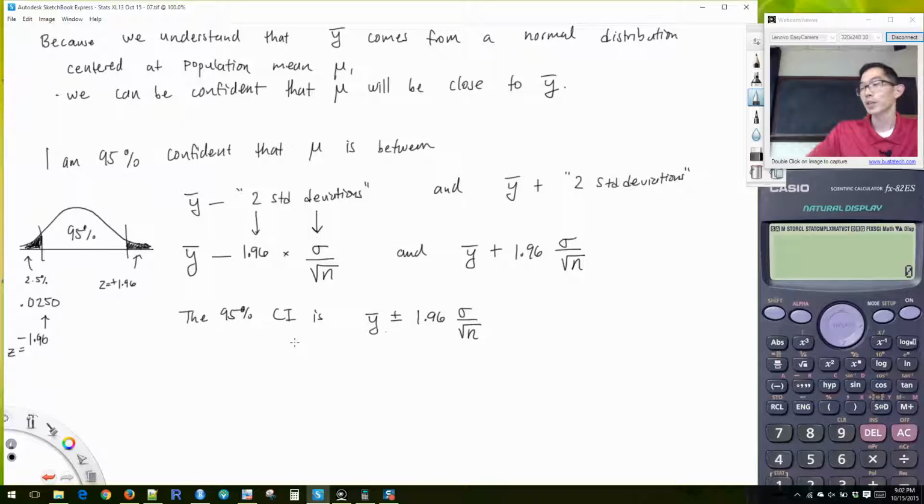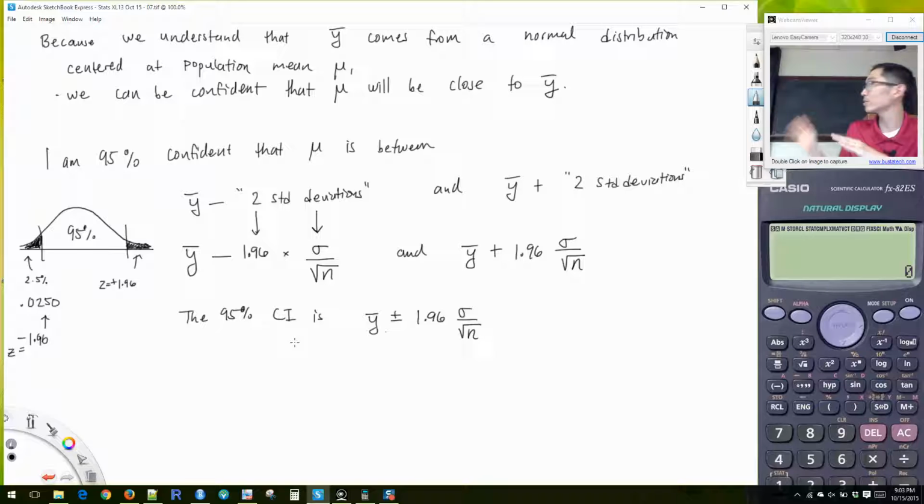With the empirical rule, we just say within 1 standard deviation, within 2 standard deviations is 95%. But technically, within 2 standard deviations, it's just ever so slightly more than 95%. And if you want about exactly 95%, you would use 1.96. Okay?